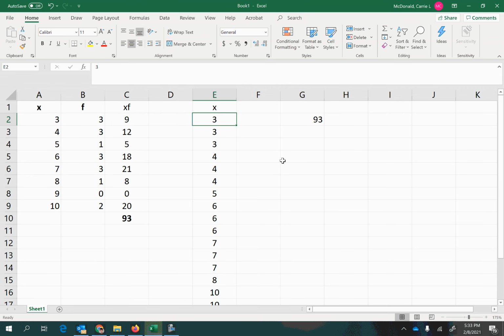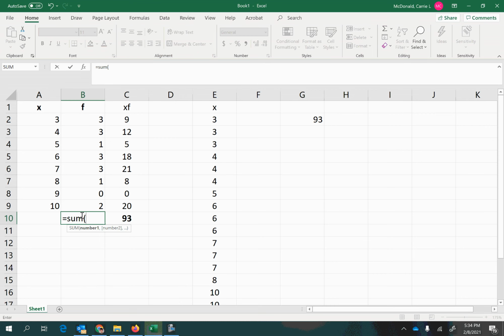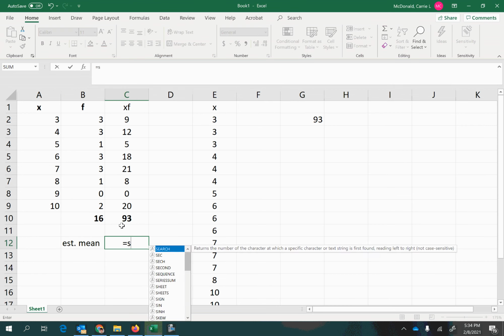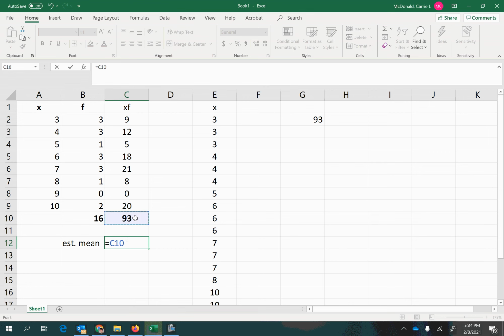Also, instead of having to count how many you have, you can simply add up the sum of all the frequency counts. So there you see the 16 that I counted earlier. So the shortcut way of doing things is to do all your products, add them up, and add up all the frequencies. Now the estimated mean from this will be taking this sum divided by the sample size. So 93 divided by 16 gives us an estimated mean of 5.8.